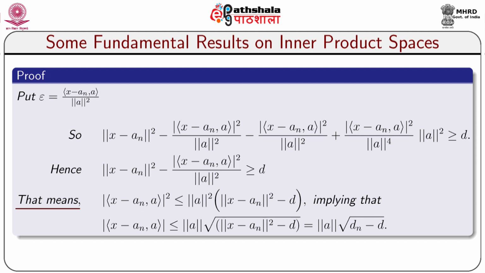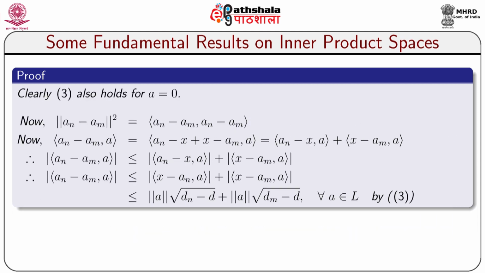That means modulus of inner product x minus a n comma a whole is less or equal to norm of a whole square into norm of x minus a n whole square minus D, which implies that modulus of inner product x minus a n comma a is less or equal to norm of a into root over norm of x minus a n whole square minus D, which is equal to norm of a into root over D n minus D. Clearly, equation 3 also holds for a equal to 0.